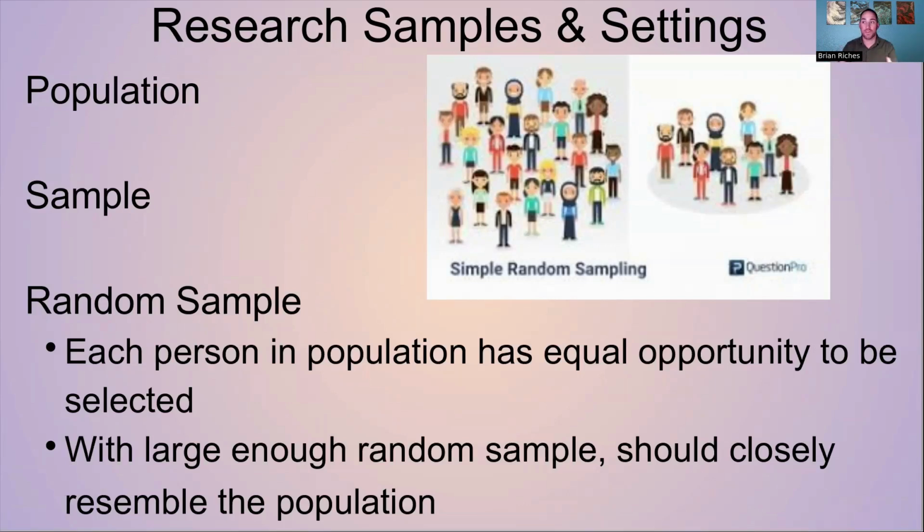So hopefully with your sample of 1,000, you have a bunch of people that demonstrate the variety of the people in your population. So for example, if I wanted to look at the population of the United States of America, I wouldn't only include people from King County, Washington.